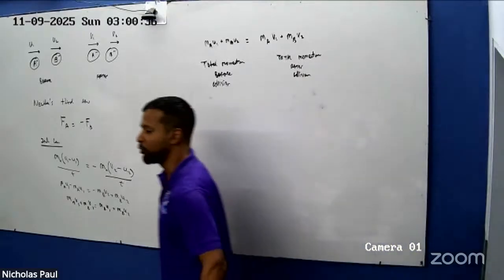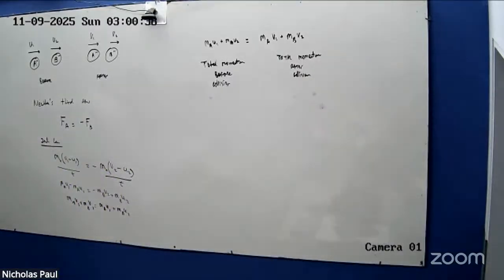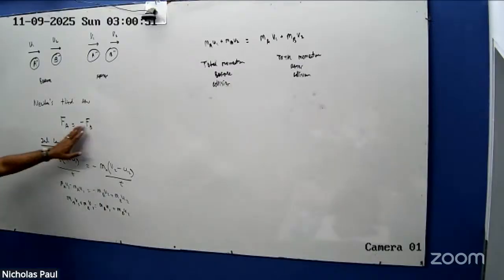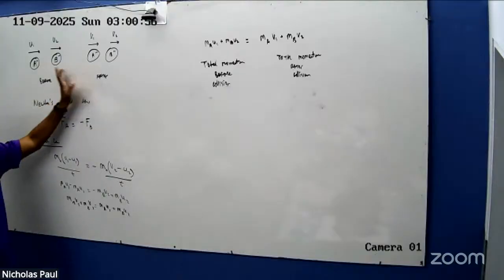So the total momentum before is equal to the total momentum after. You have to be able to prove this using Newton's third law and Newton's second law. Once you remember this minus sign, the rest should be easy. Remember the minus sign and label it properly.